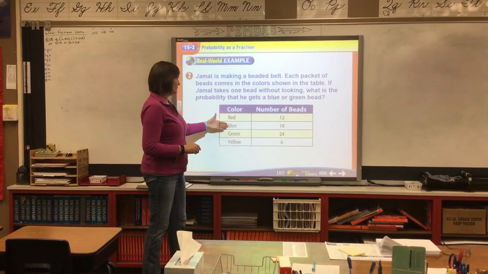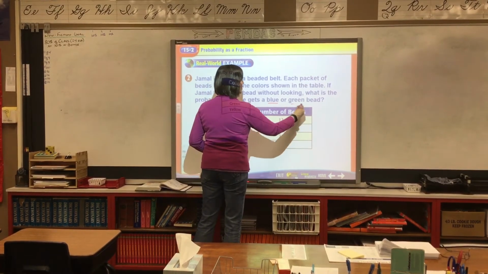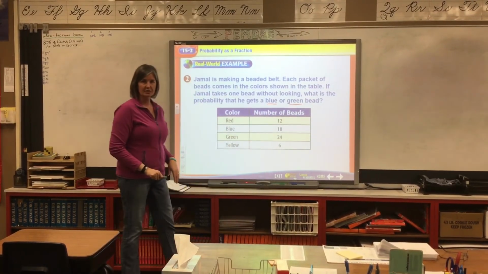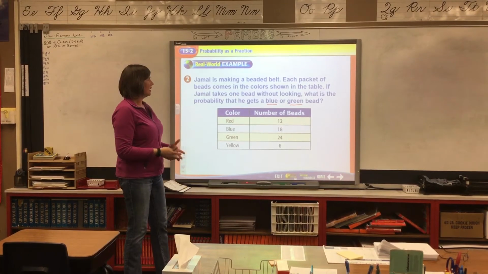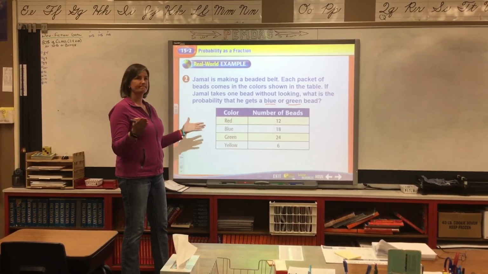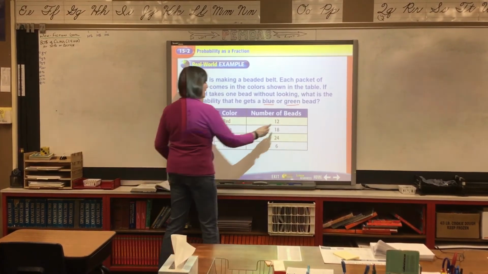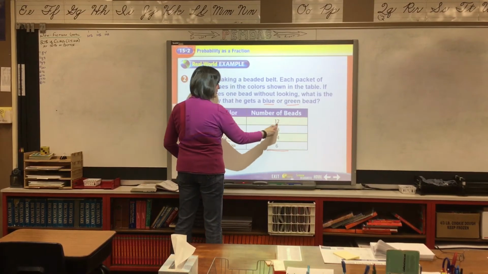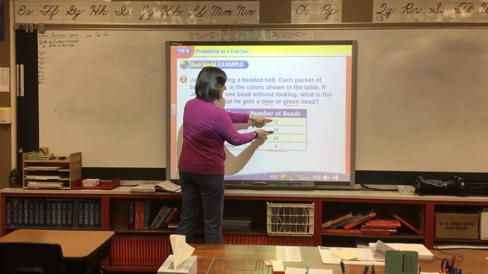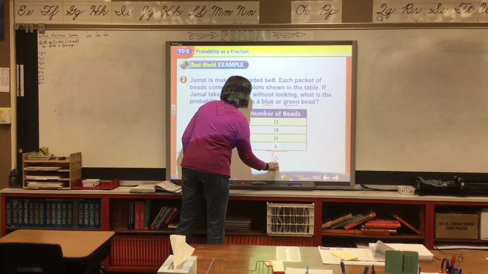All right, so we have red, blue, green, and yellow, and they want to know the probability of blue or green, which means we have to add those together. But before we do that, we need to find out how many total beads are in the bag. So we take these 4 numbers and add them together. 12 plus 18 is 30, 24 plus 6 is 30, and 30 plus 30 is 60.